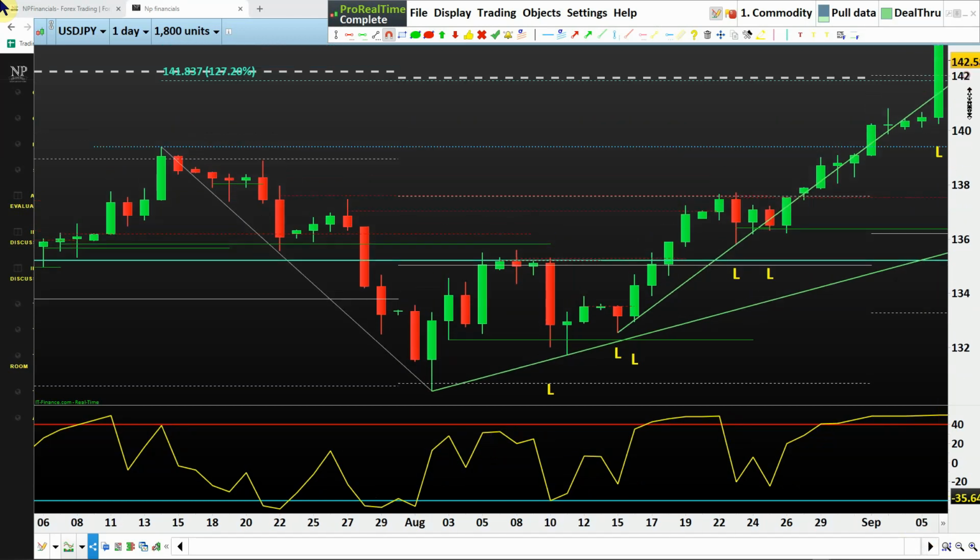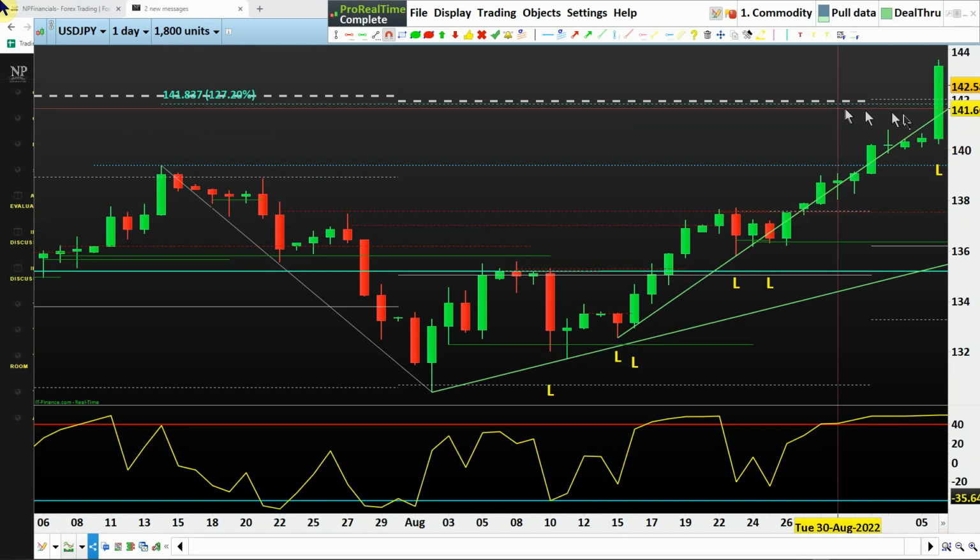So this was the break of previous month R2. This is previous month R2, and this is this month, September. This is August monthly resistance 2, and this is September resistance 1, and this is our Fibonacci.